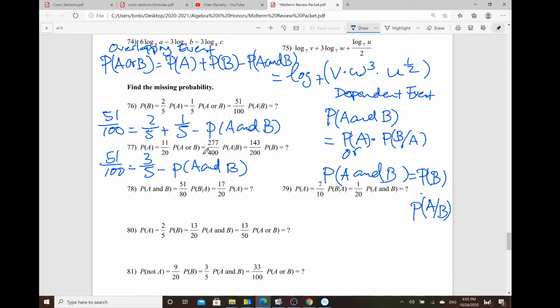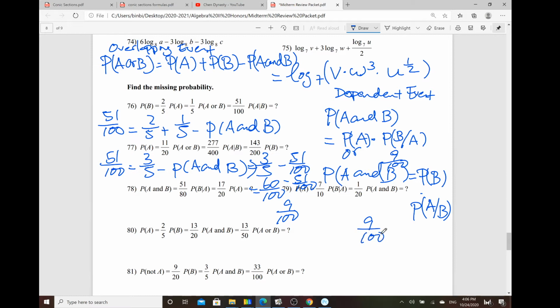You can say that it's a variable for probability of A and B. So solve for this one. So we do have 3/5 minus 51 over 100. So this one, that would be what? 60 over 100, because you multiply by 20 top and the bottom. Minus 51 over 100, then that would be 9 over 100. So that would be the probability of A and B. Okay, so 9 over 100.